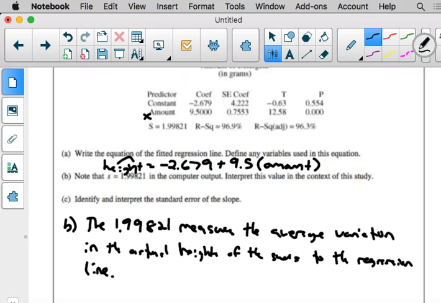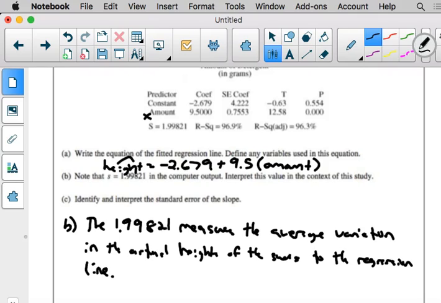Okay, so again, as long as you get the general idea, you would be fine. Don't get bogged down with exact language. Just understand the idea. Standard deviation is always the average variation. In this case, from the actual height to the line itself.